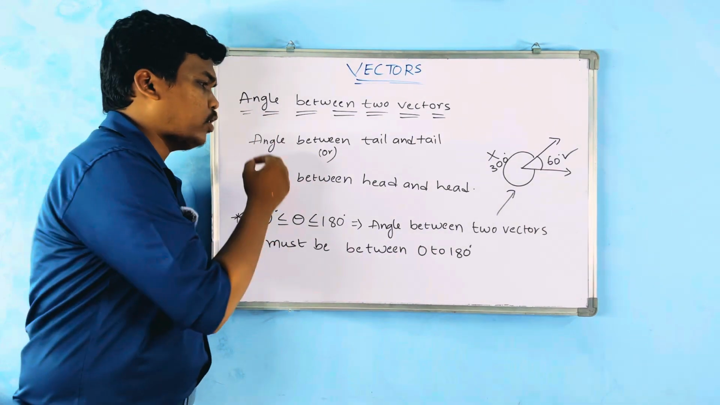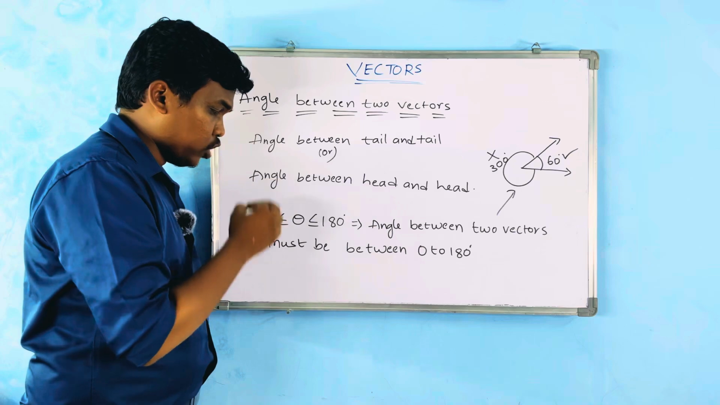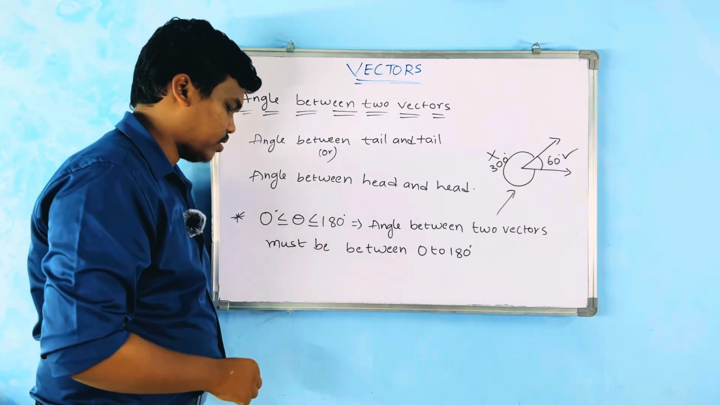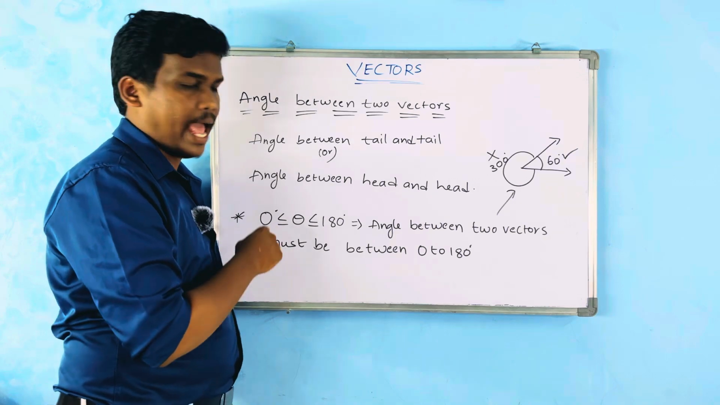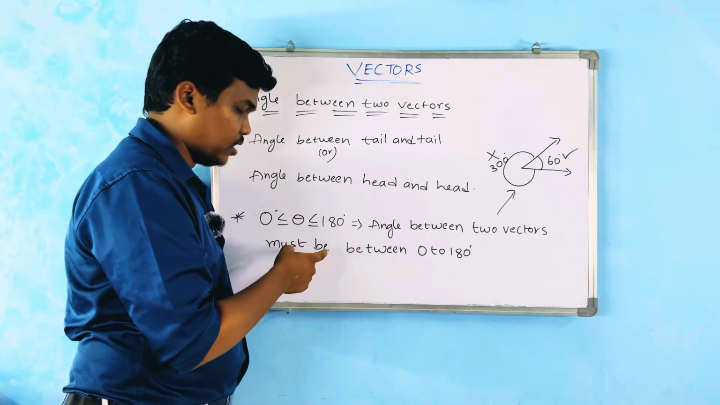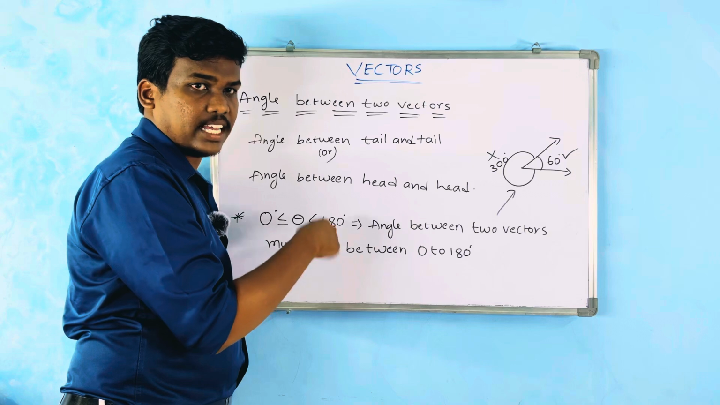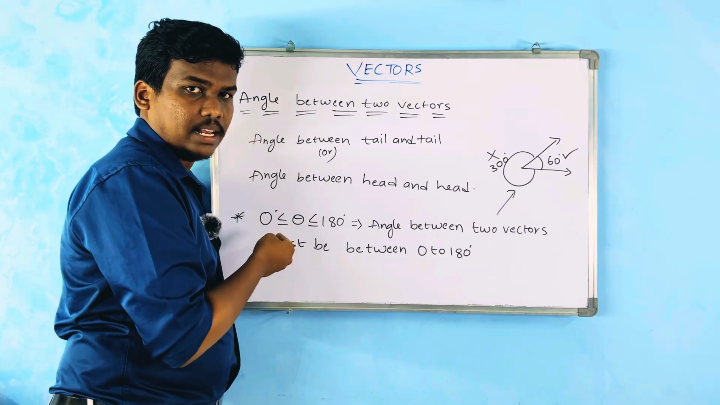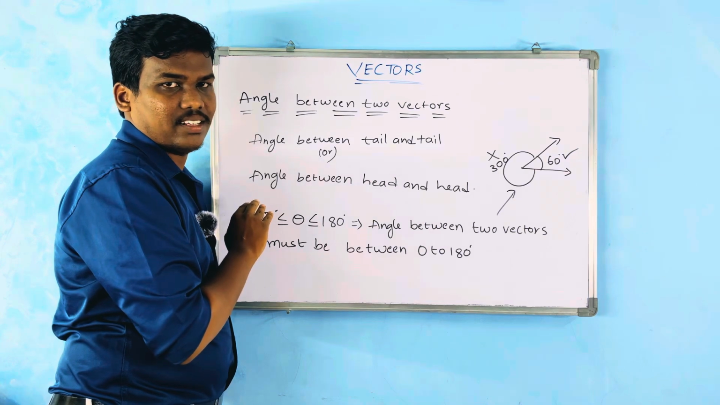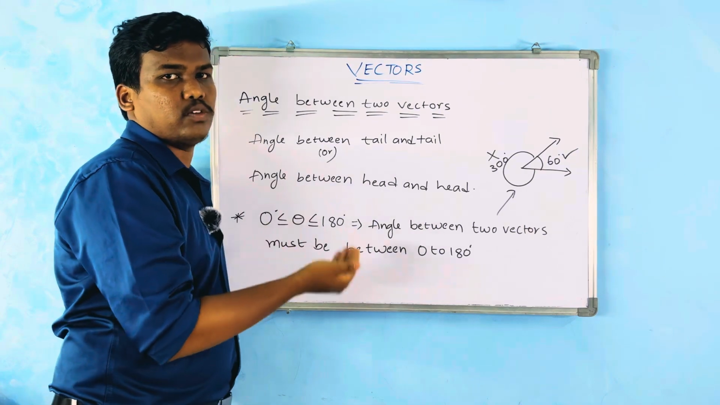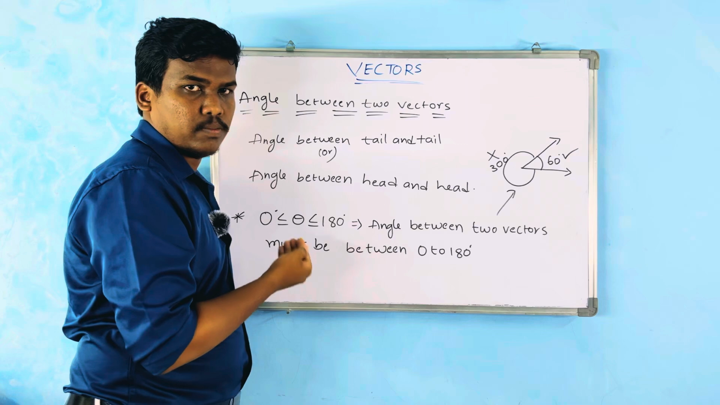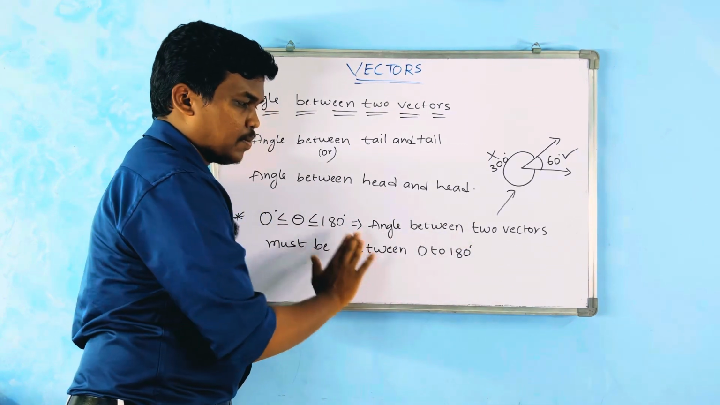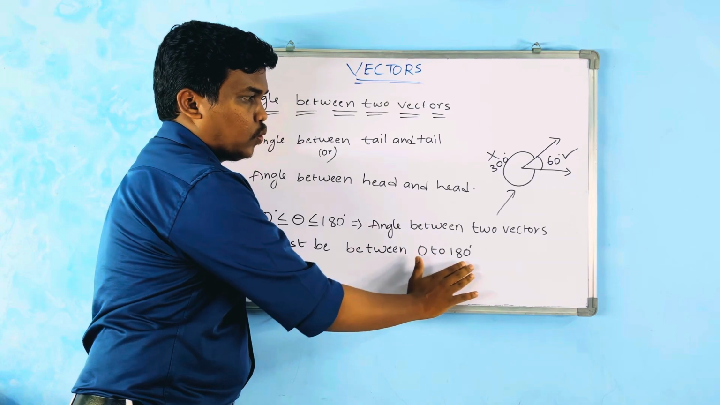The angle between two vectors should be between 0 degree and 180 degree. The angle can be 0 degree and the angle can be 180 degree, but the angle should not exceed 180 degree, or be less than 0 degree. The angle should be greater than or equal to 0 degree, and less than or equal to 180 degree. Angle between two vectors must be between 0 degree to 180 degree.